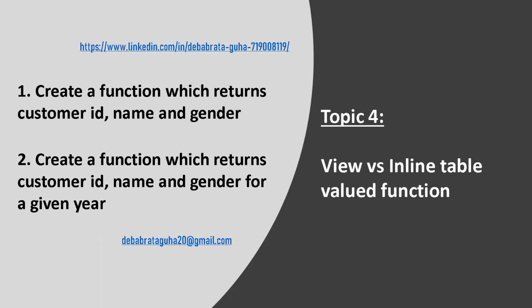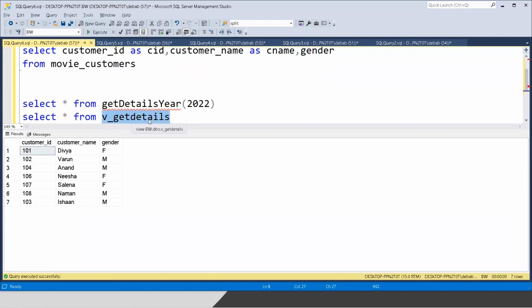Why, when there is an object called view in the database, did they invent the inline table valued function? The reason is that dynamic approach, that flexibility we can get using an inline table valued function. You do not need to write inline; we can get this advantage using a multi-statement table valued function as well.